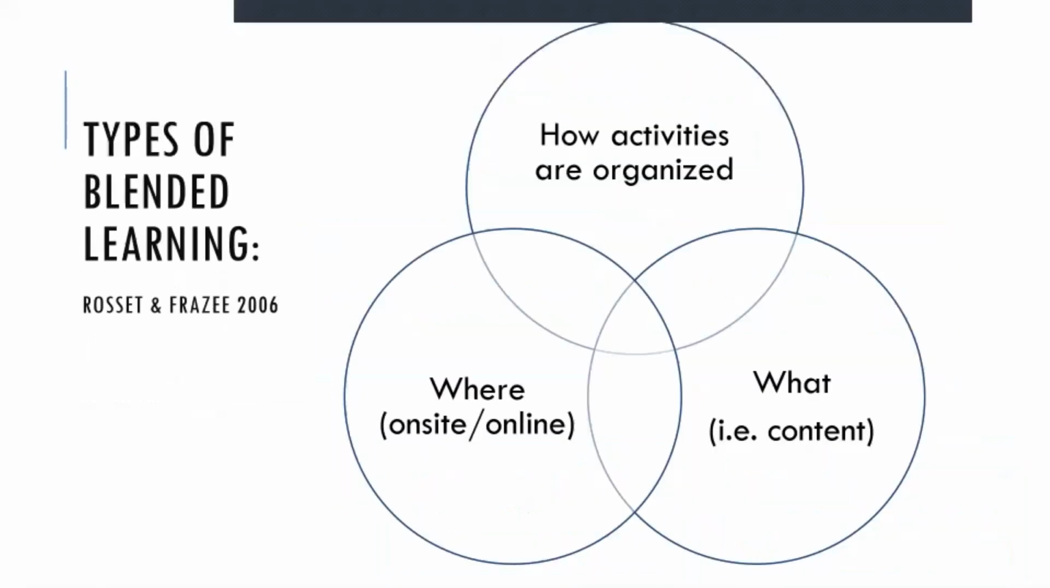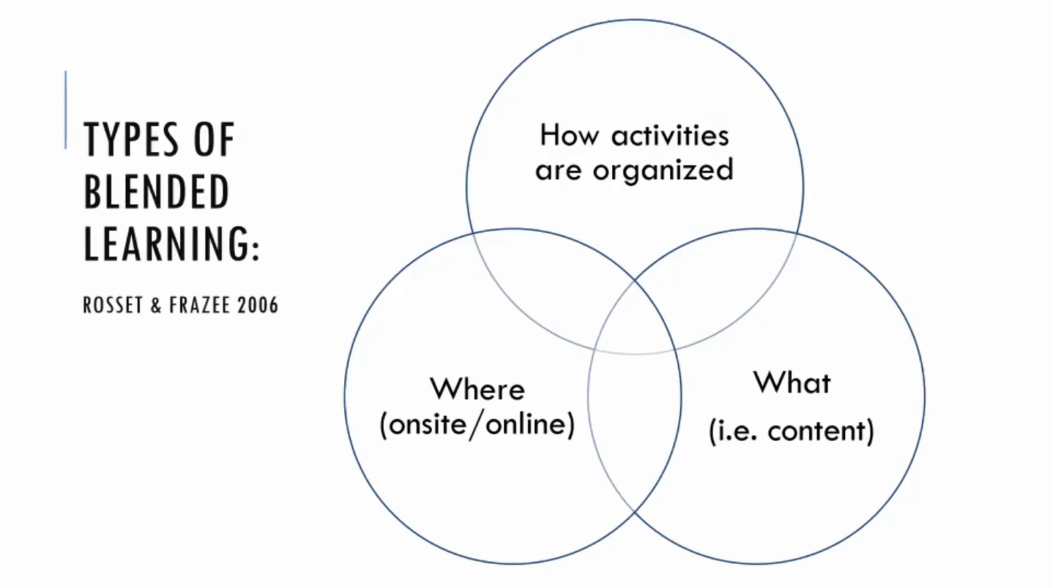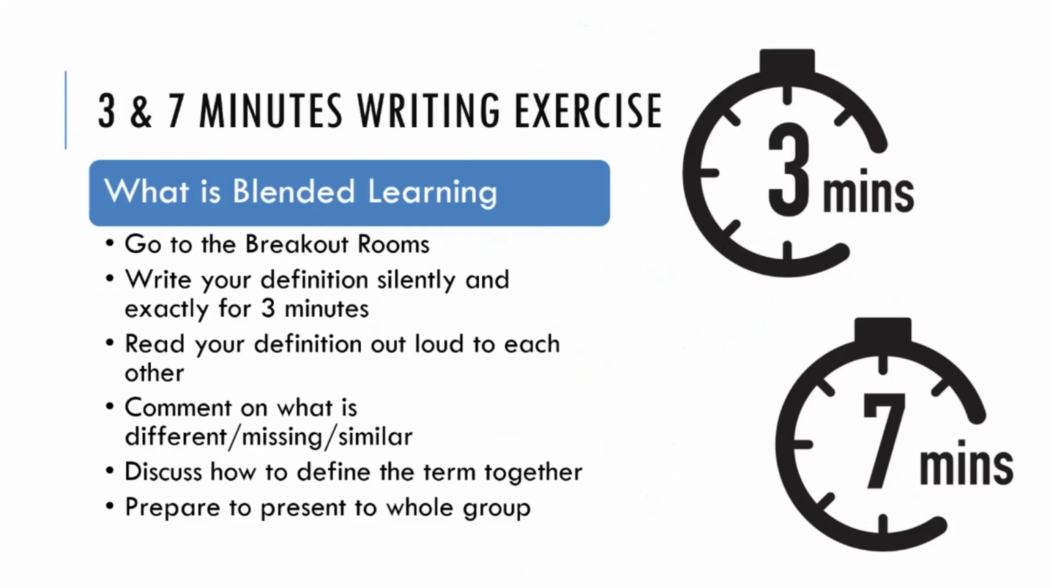Rosset and Frazee look at how blended learning expects us to think about how activities are organized online or on-site, where the teaching happens, where the learning happens, whether on-site, online or a combination, and what sort of content is online and what sort of content is in the on-site mode. Of course, I will not focus too much on those three examples given.